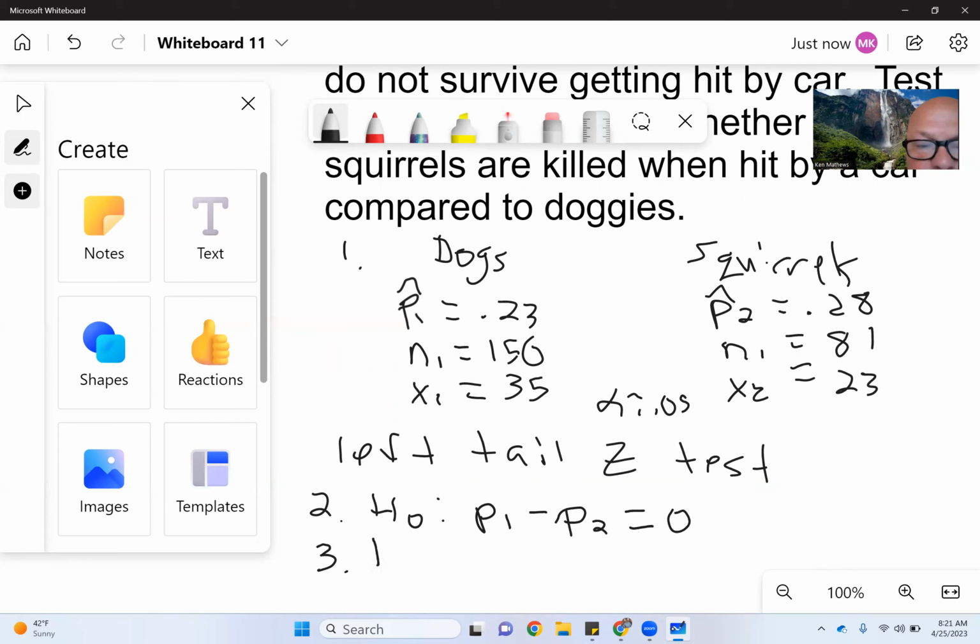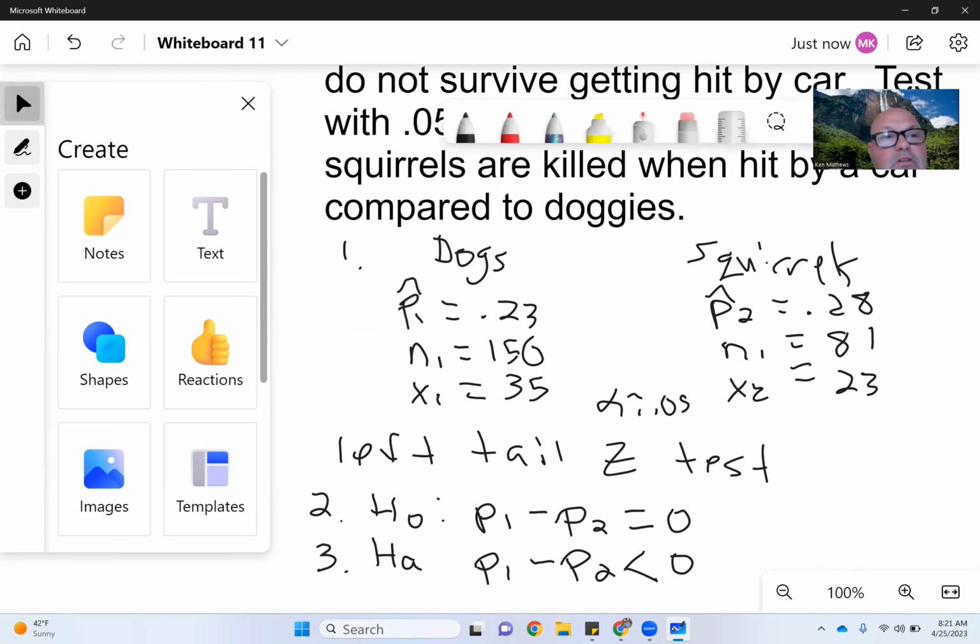Step 3, the alternative hypothesis. Now we're saying squirrels is bigger. Since P2 is squirrels, P2 is bigger than P1. So when we subtract it, we would get a negative number. Okay, is less than 0.